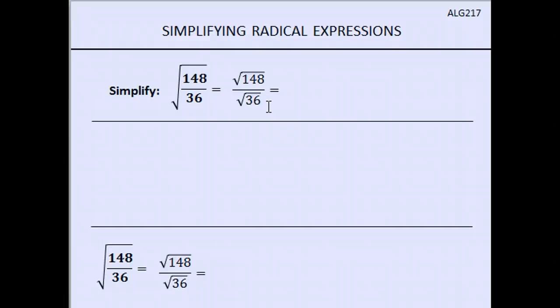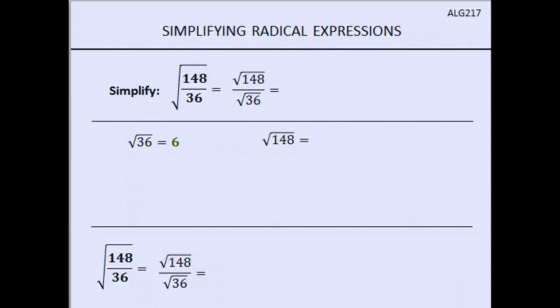Now here we have one that is in fraction form. So we're going to separate square root of 148 over square root of 36. Now if we are wise, we recognize that 36 is a perfect square. It is 6. So then we have to deal with our numerator, and that's the square root of 148.